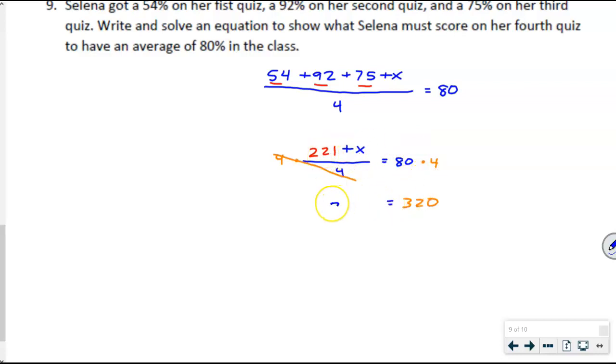221 plus x. You know the final step. Subtract 221 from each side. And that means x is equal to, Gavin, 99. So what does that really mean? Selena must score 99%.